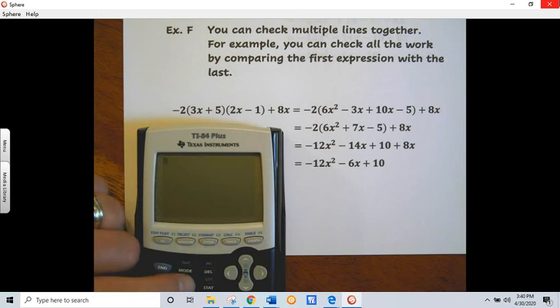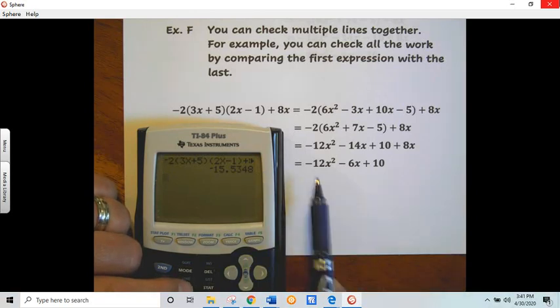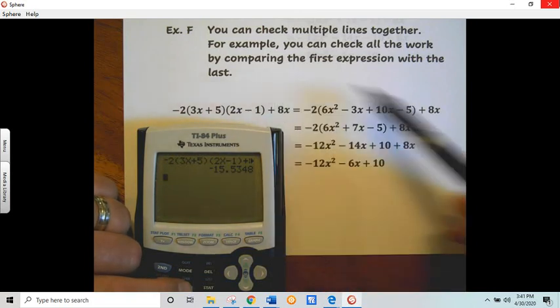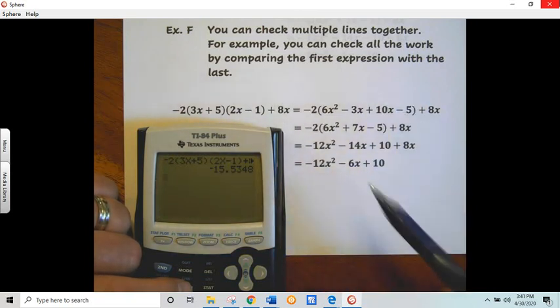Okay, so here we go. Negative 2 times 3x plus 5 times 2x minus 1 plus 8x, and that gives this number here. And now we're going to type the final answer here and see if we've got all this work, if we succeeded, all the way down to the bottom.